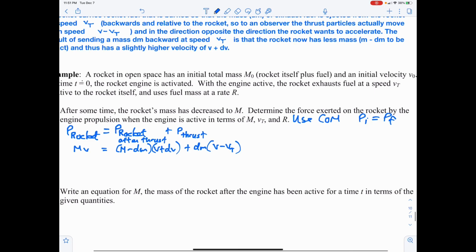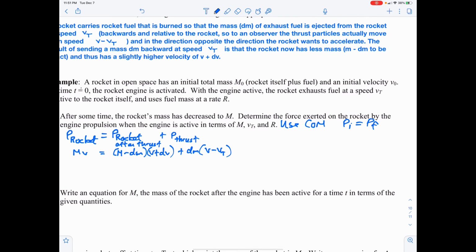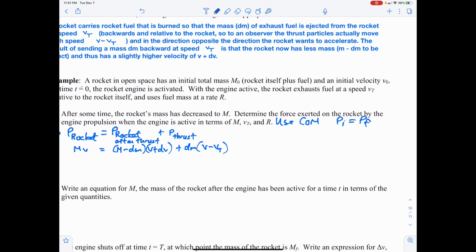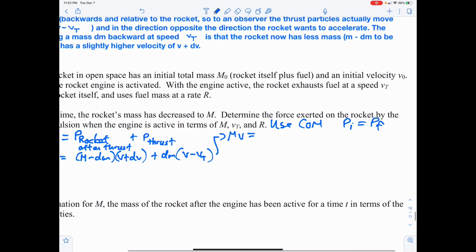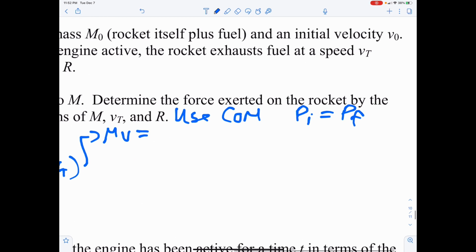Now we're going to expand that binomial, and we get mv equals... follow me here, because there's a lot of expansion going on when you multiply those two binomials across. This would be mv minus v dm plus m dv minus dm dv plus v dm minus vt dm. Whew, that's a mouthful.